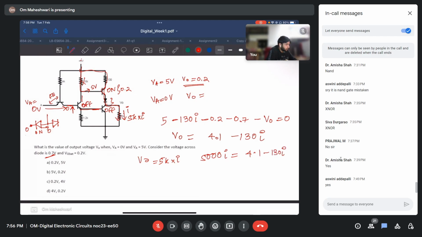So, okay. If we solve this, we'll get I approximately equals 0.8 milliampere, and VO will be 5k into 0.8, which is 4 volts. So VO will be 4 volts. So this will be our answer. Is this clear?